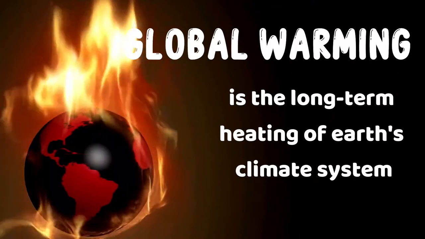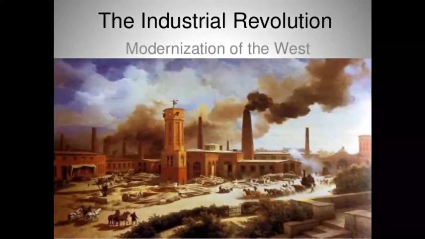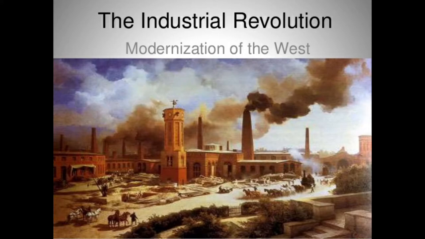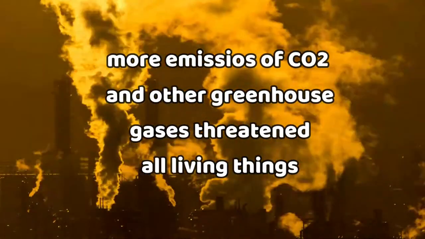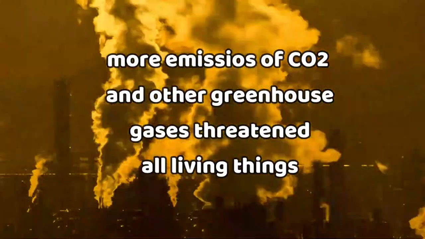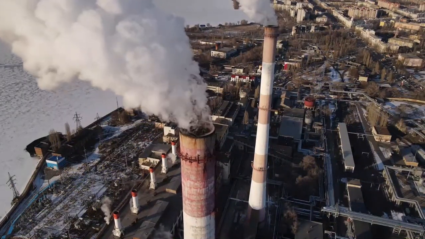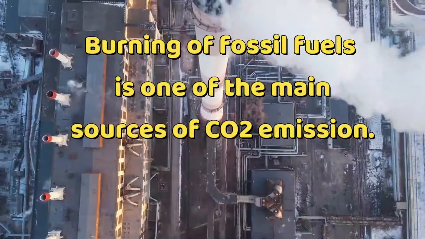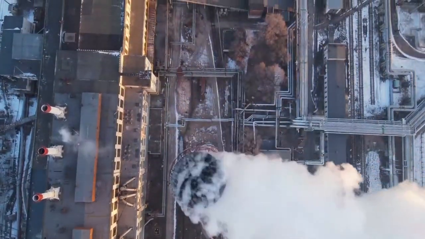Global warming is the long-term heating of Earth's climate system. It is observed since the pre-industrial period between 1850 to 1900s. When the Industrial Revolution began, more emissions of carbon dioxide and other greenhouse gases threatened all living things. Developed countries and developing countries became more dependent on fossil fuels. Burning of fossil fuels is one of the main sources of carbon dioxide emission.